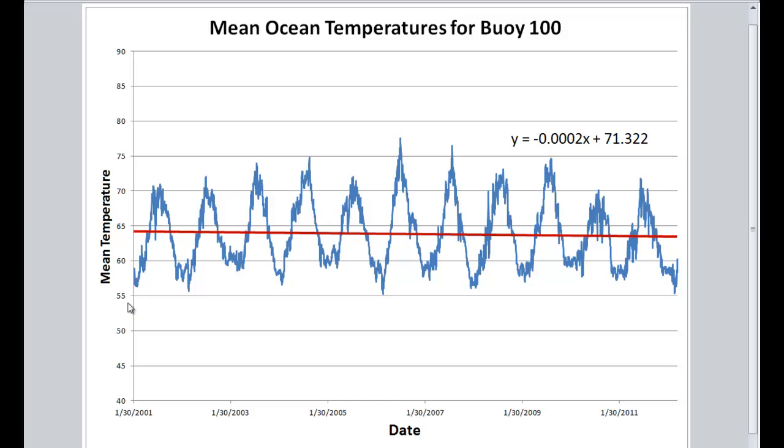What we want to do is start and end our data collection on the same day of the year. So if we start our data collection on January 30th, 2001, we want to stop our data collection on January 30th of the current year. Or, looking at it the other way, if we say we got our data on April 10th of 2012, which is when I got my data, we would want the starting point to be April 10th of 2001.